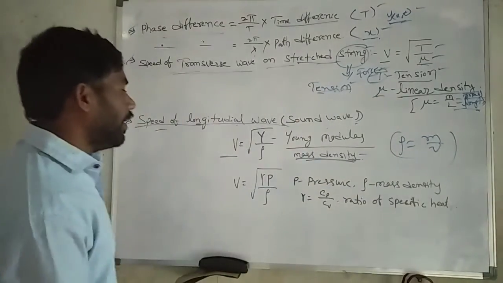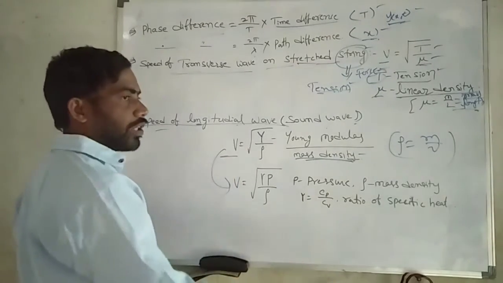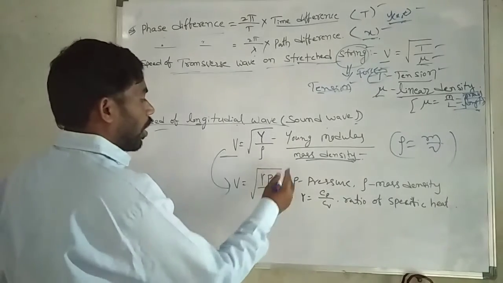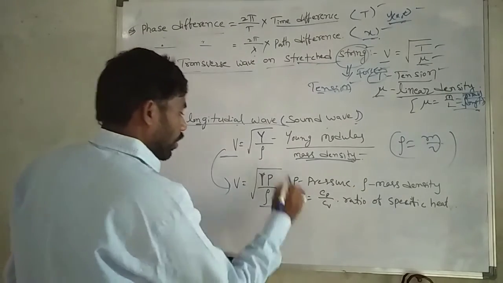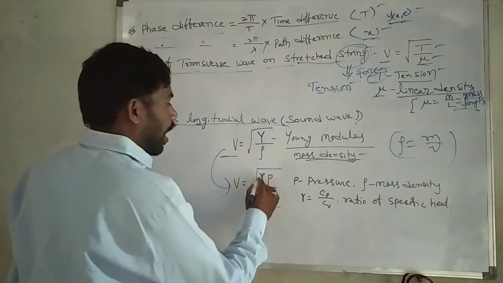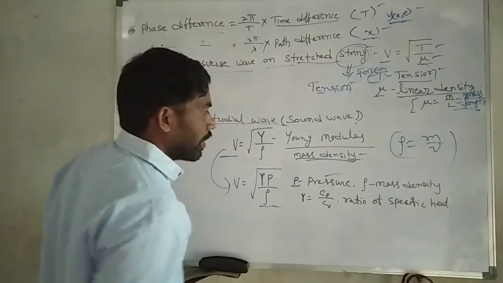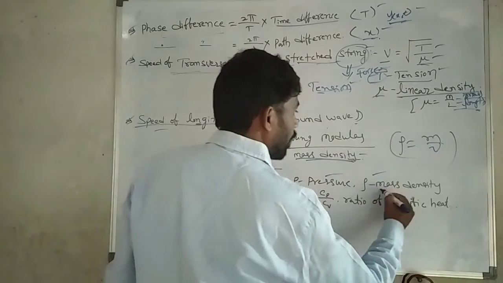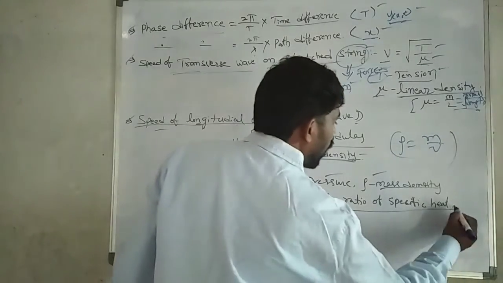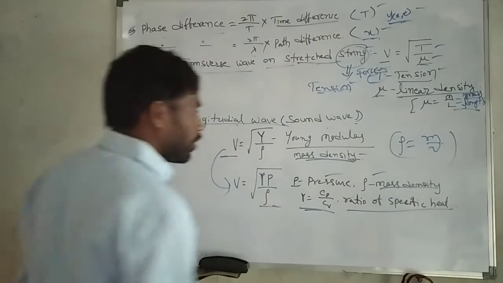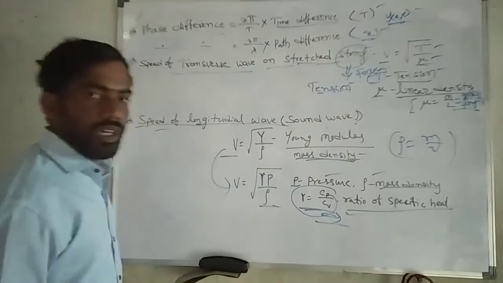This equation we will write in another form, the Laplace correction form. That one is under root of gamma P by rho. In this case, P means pressure, rho means mass density, gamma means Cp by Cv. This is the ratio of specific heats. You will also learn about it in the first thermodynamics.